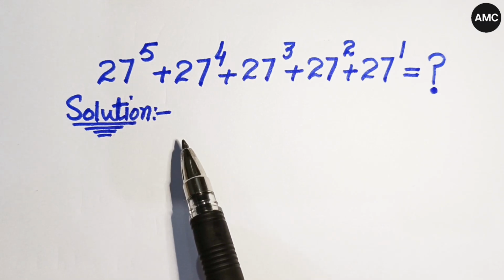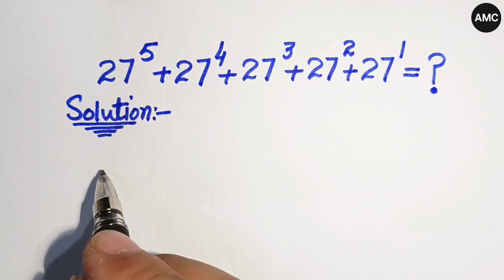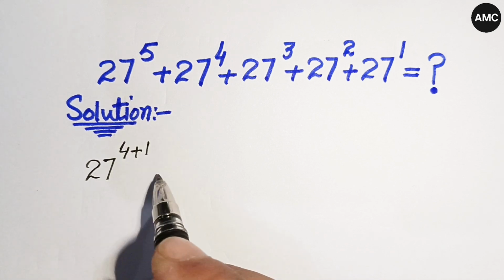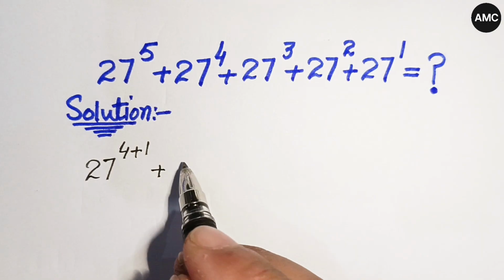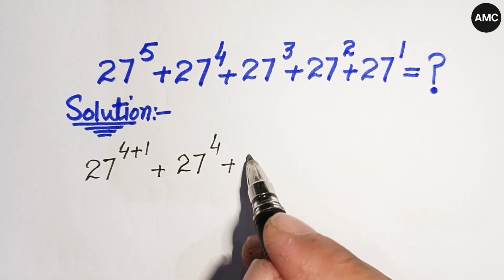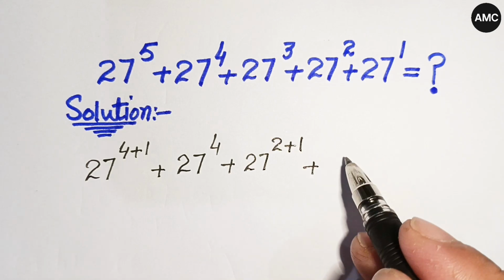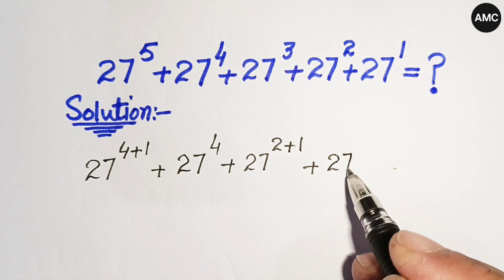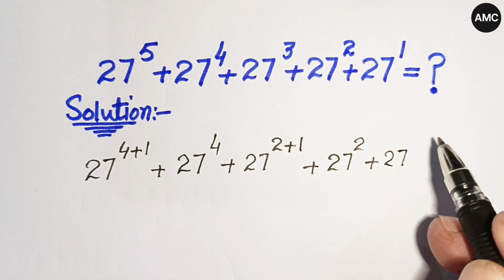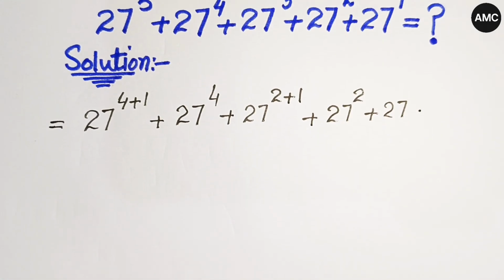So without using any calculator, here we have our solution. 27 to the power 5 can be written as 27 to the power 4 plus 1. Here we have 27 to the power 4, we can write as it is 27 to the power 4. Here we have 27 cubed, which can be written as 27 to the power 2 plus 1, and plus 27 squared, and 27 to the power 1, we can write 27. So it is our first step.